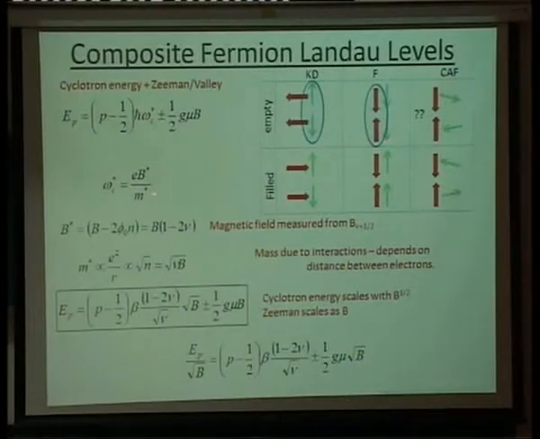Now, since these are composite fermions, the cyclotron energy has an effective magnetic field B star, which measures magnetic field from filling fraction 1/2, and it has an effective mass, which is, of course, we're in the lowest Landau level, there is no mass, so this is an interaction term, and that scales with the square root of magnetic field. And so there is a competition as you change magnetic field between states that disperse linearly in magnetic field and things that disperse as the square root of magnetic field.